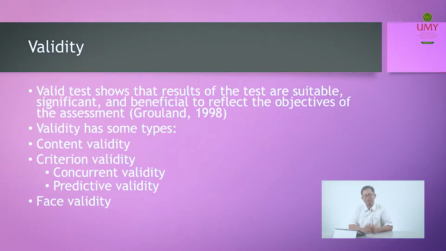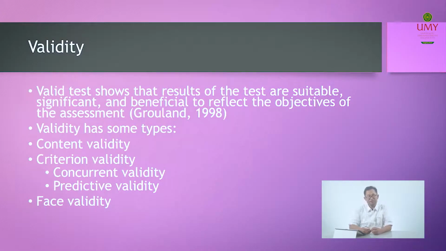Next, after you know reliability, you have to consider the third principle, that is validity. A valid test shows that the results of the test are suitable, significant, and beneficial to reflect the objective of the assessment. If you would like to have validity, it means that when you use the test, you have an objective, and the result of the test will reflect the objective of the test. If the test can produce such a result, then we can say that your test is valid.